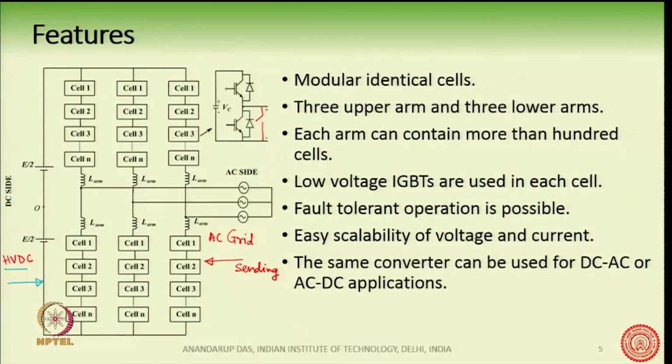can be used. So, we can send power from the AC side to DC side, say at the sending end, and an identical converter can be used at the receiving end. So, this is the receiving end, the identical converter can be used, which will convert that DC into AC, okay, and the power will flow from the DC to AC. So, this is one of the advantages of this converter.